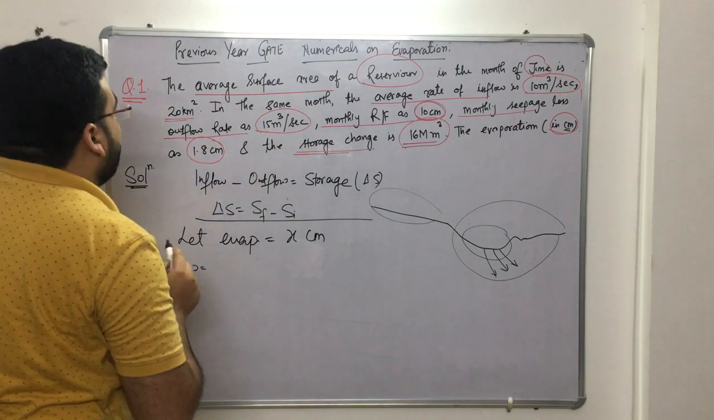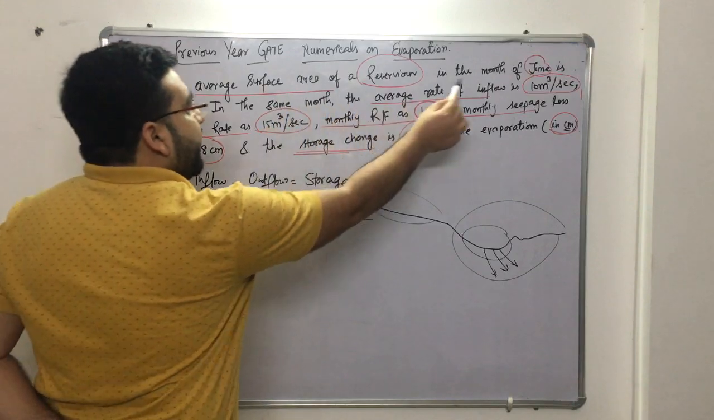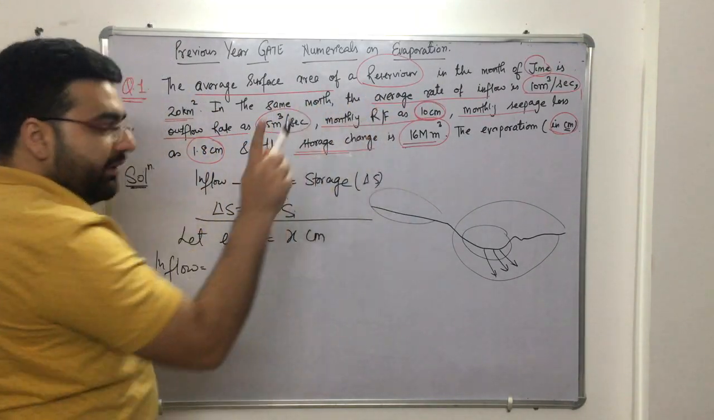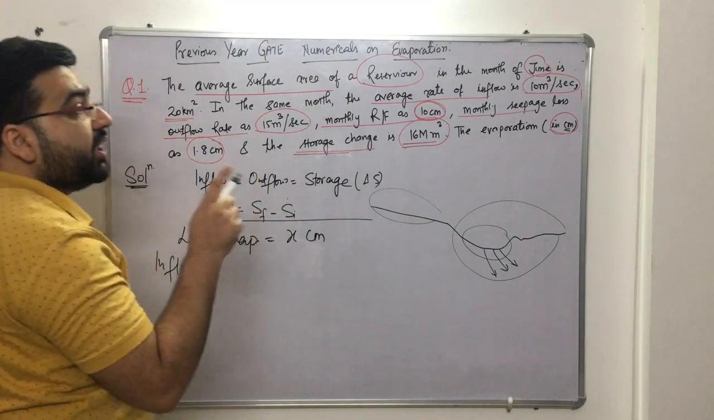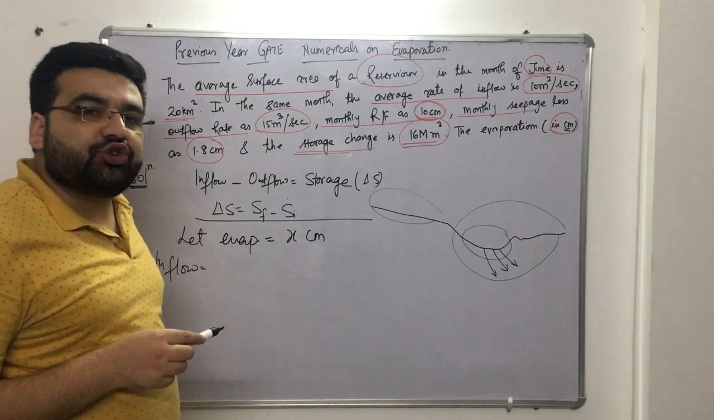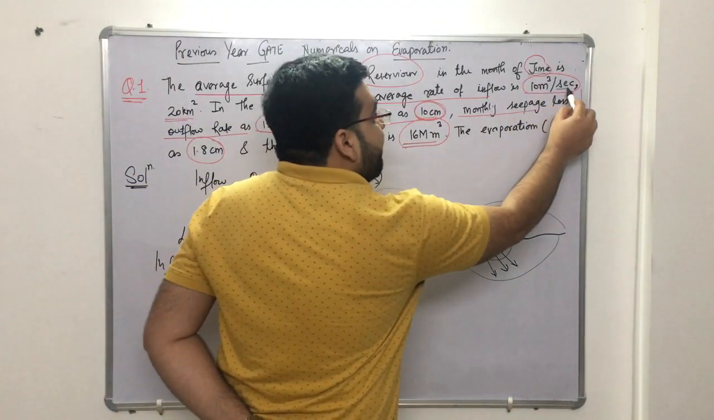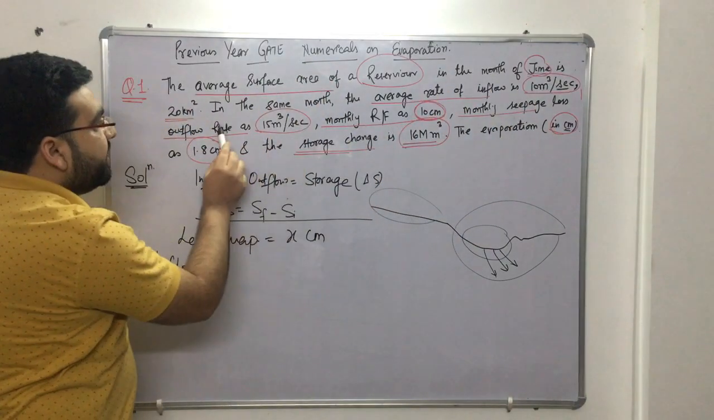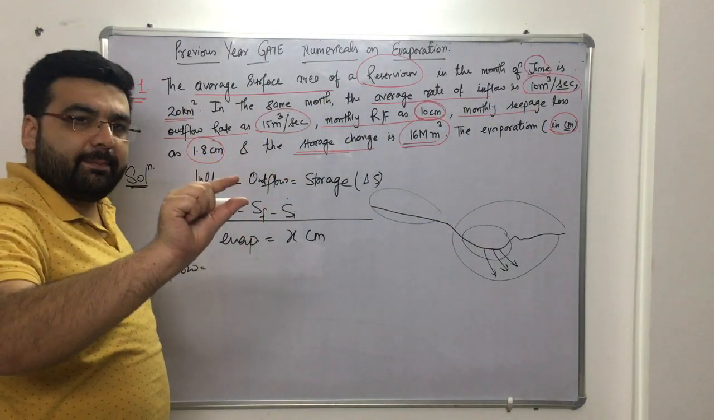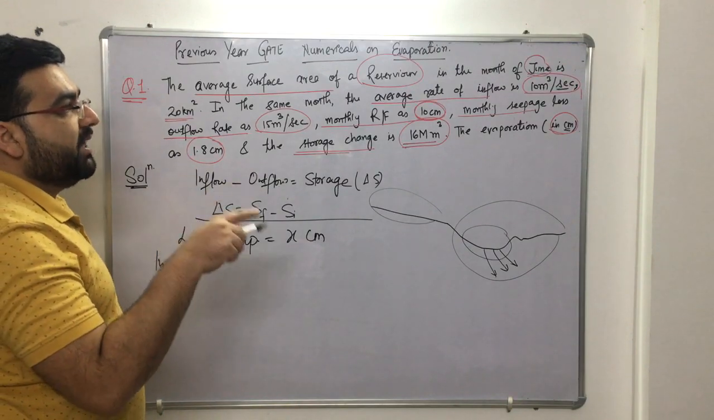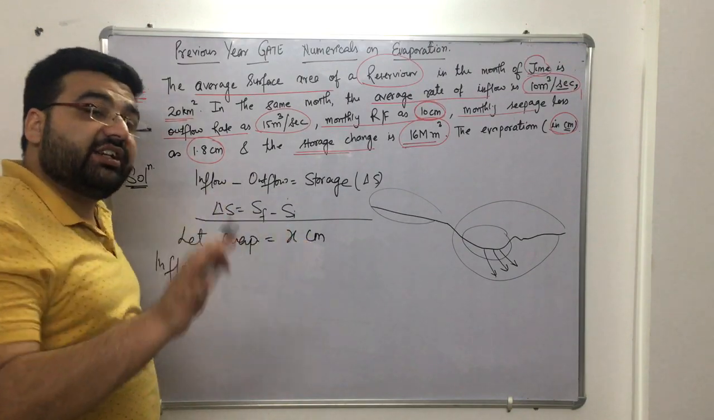So how much is inflow? The average surface area is 20 kilometers square. The average rate of inflow is given to me as 10 meter cube per second in the month of June. So how many days are there in June? Because I have to multiply it with time to get meter cube, and then I will divide it with the surface area to get the depth. Simple, right? Now how many days are there in June? January, February, March, April, May, June. So June has 30 days, right?